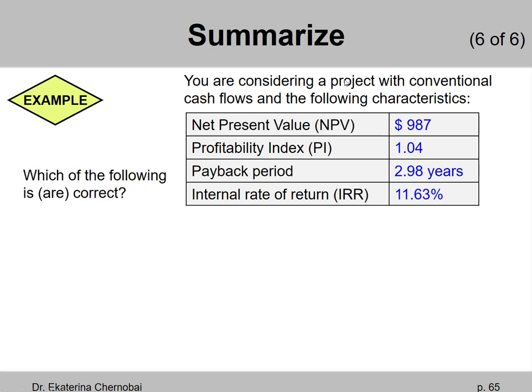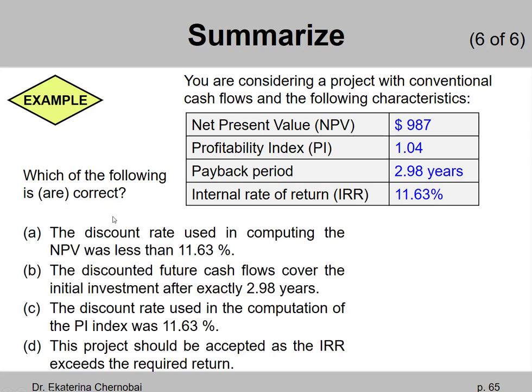You're considering a project with conventional cash flows and the following characteristics. The NPV equals $987. The profitability index equals 1.04. The payback period is 2.98 years. And the IRR is 11.63%. Which of the following are correct? We have 4 items. A. The discount rate used in computing the NPV was less than 11.63%.